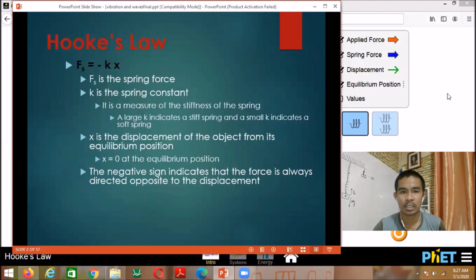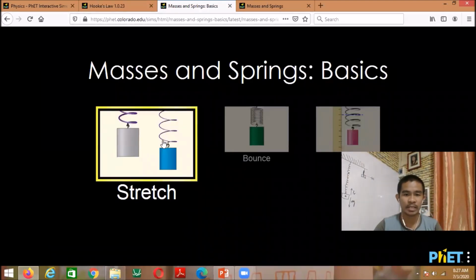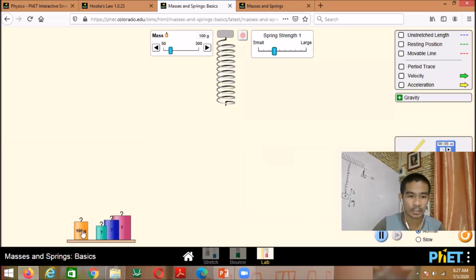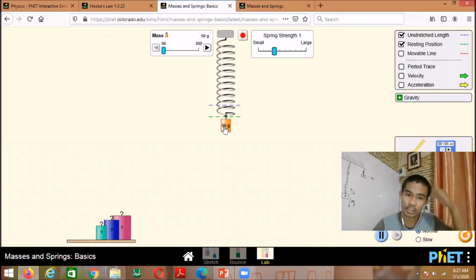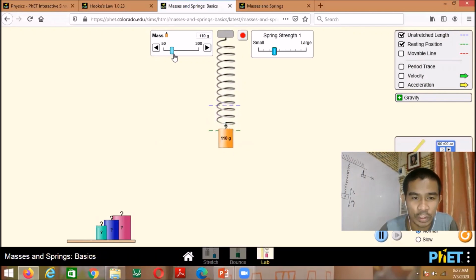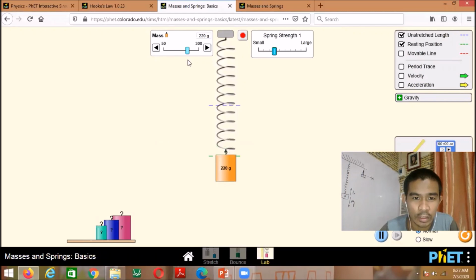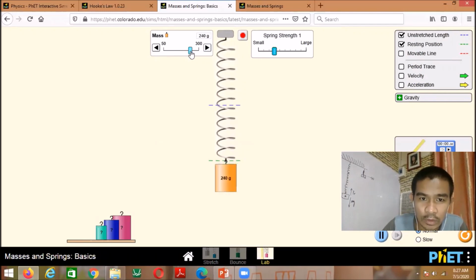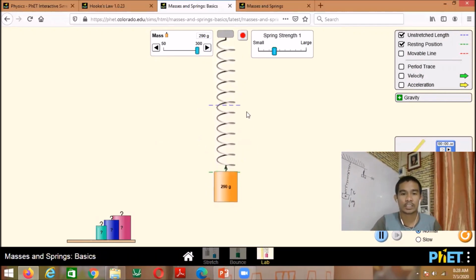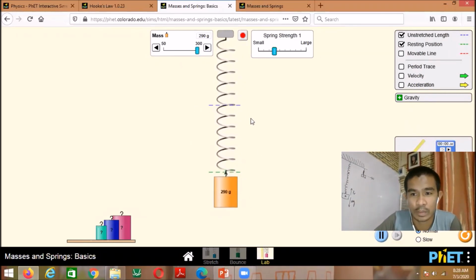So I'll show you another spring attached to a mass. If I'm going to attach 50 grams, I'll indicate the unstretched length and then the resting position. So what happened here, there is an increase of displacement from equilibrium position as I hang a mass of 50 grams. So if I'm going to increase the mass to stretch the spring, or increase the weight hung to the spring to increase its displacement from equilibrium position, what happened is, as I increase the mass, there's also an increase of displacement from the equilibrium position.